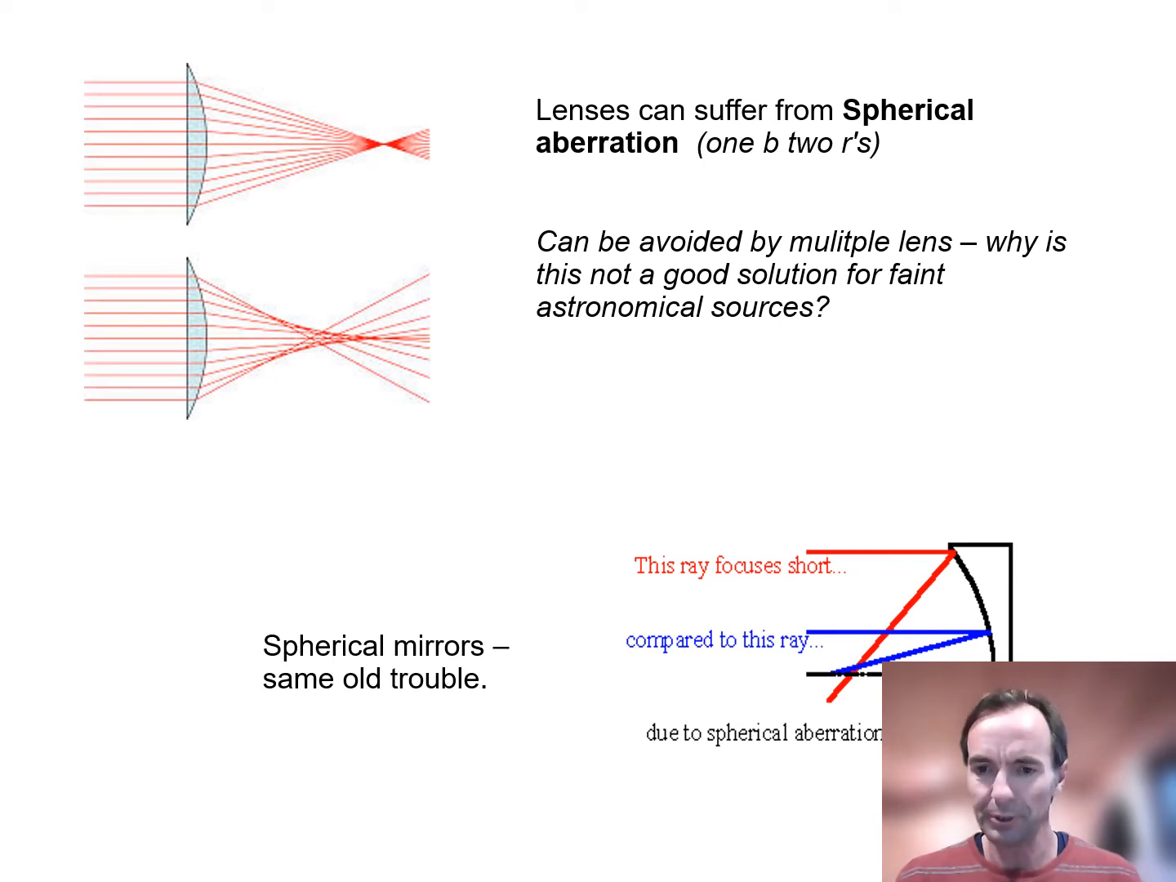Multiple focal points cause indistinct images. In this case, spherical aberration. The lens, as you can see at the top, causes it, but also the mirrors just beneath my head here. In other words, the ray on the outside focuses too short, the ray from the inside focuses too long. So you end up with spherical aberration causing multiple focal points, which cause indistinct images. And that's a bad thing.